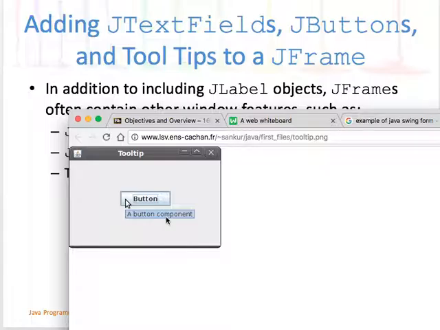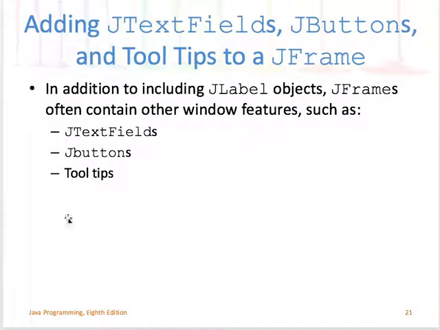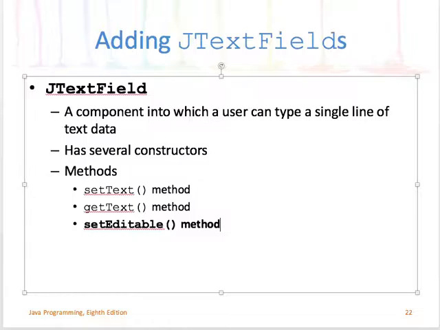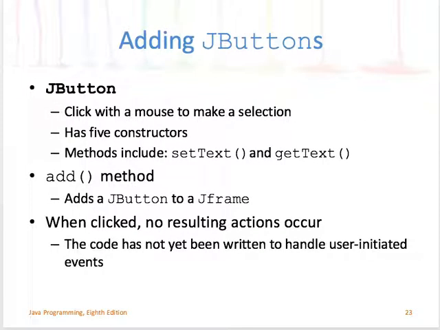So let's say they had a text box they wanted to fill out, and you could hover over and say required. And then if they go to hit submit and they don't have it in there, you can have a nice little pretty message that comes up and says, you know, that text field was a requirement. So JTextField is a component into which a user can type a single line of text data. They have several constructors. Same thing with the methods: setText, getText, setEnabled method, which takes true or false. JButton, click a mouse, that makes a selection. It has 5 constructors. Methods include setText, getText, add method, stuff that we've already talked about. It adds a JButton to the JFrame.